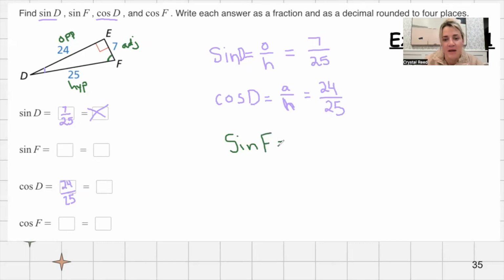All home. Sine of angle F. Sine is opposite over hypotenuse. So the opposite in this case is 24. Hypotenuse is 25. Notice that the cosine of angle D and the sine of angle F are the same thing. So what do you think is going to be the case for the cosine of angle F?